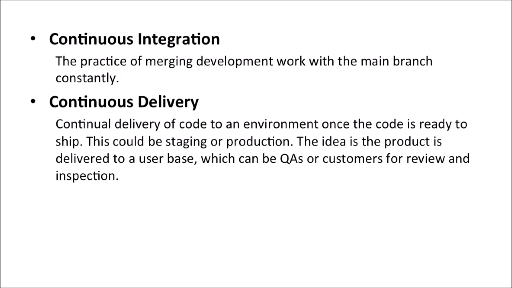Continuous delivery is the continual delivery of code to an environment once the code is ready to ship. This could be staging or production. But the idea is the product is delivered to a user base for review and inspection, which can be QAs or customers. Unit tests during continuous integration cannot catch all the bugs in business logic, particularly design issues. This is why we need a QA or staging environment for testing.